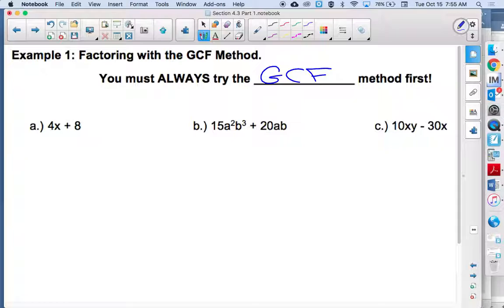And starting off pretty straightforward, we have 4x plus 8. So is there a greatest common factor with 4x plus 8? Yes. Brady, what is the GCF of 4x plus 8? 4. Do you remember how to factor the 4 out of the problem?